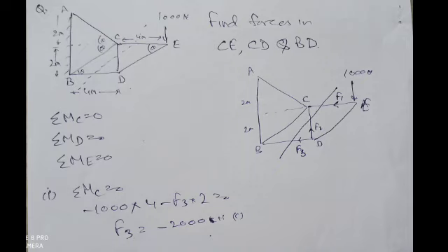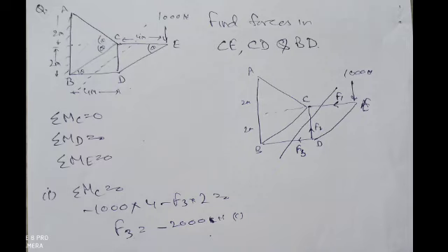Now take moment about point E. When we take moment about point E, the moments of 1000 and F1 will be 0. Now F2 and F3 will try to rotate the body in clockwise direction, so their moments will be taken as negative. So minus F2 into 4 minus F3 into 2 equal to 0. Now the value of F3 is already calculated, which is minus 2000, that is compressive. So minus minus sign will be positive, and in this way we get the value of F2, which is 1000 kilonewton, that is tensile force.